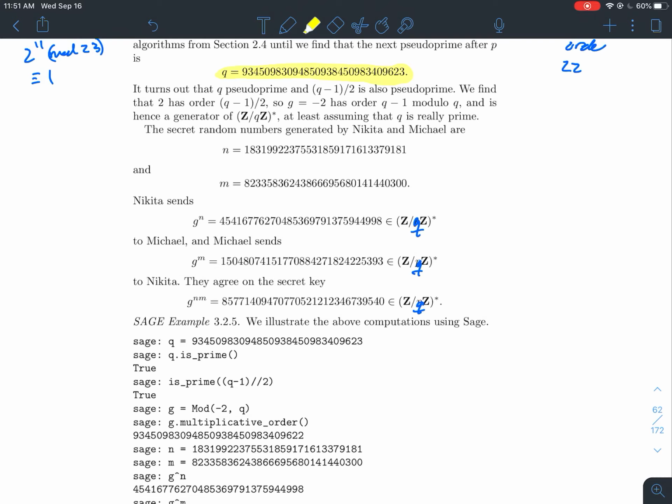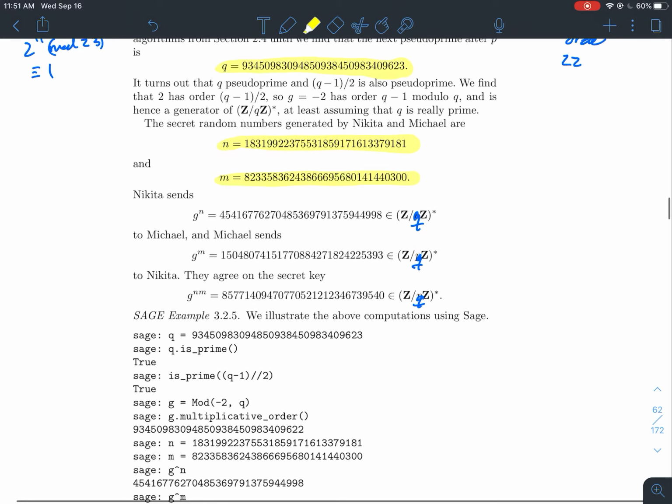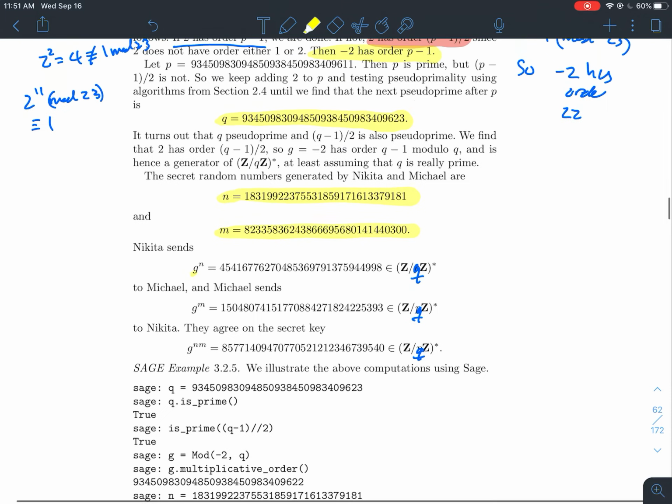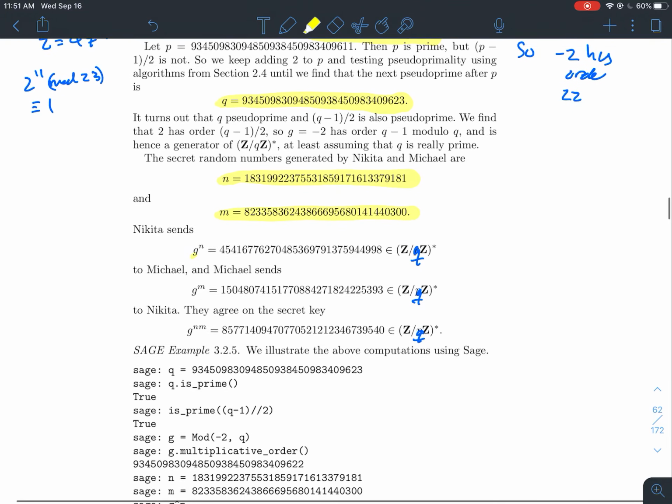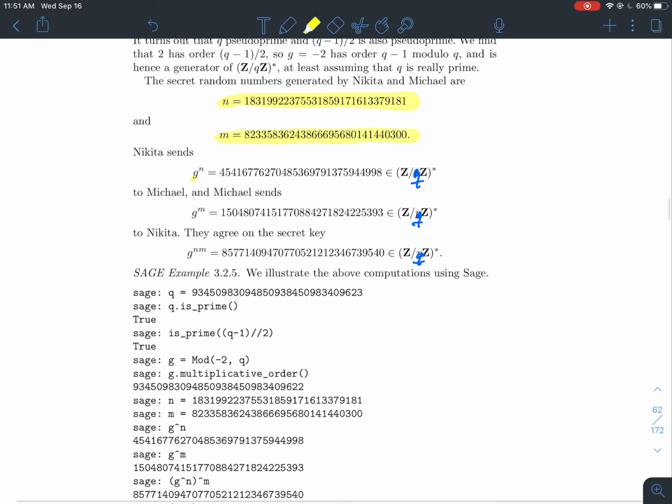And so what we'll look at is there's my Q. Q's the prime that Michael and Nikita agree on. And then Nikita's secretly going to pick this N, so only she knows it. And Michael secretly picks this M, so only he knows it. He does not share that with her, and she does not share her N with him. What they do share with each other is G, and where is G? What G did we pick here? Did they pick a G yet? -2, so -2 will work as a G, I think is what they're using.